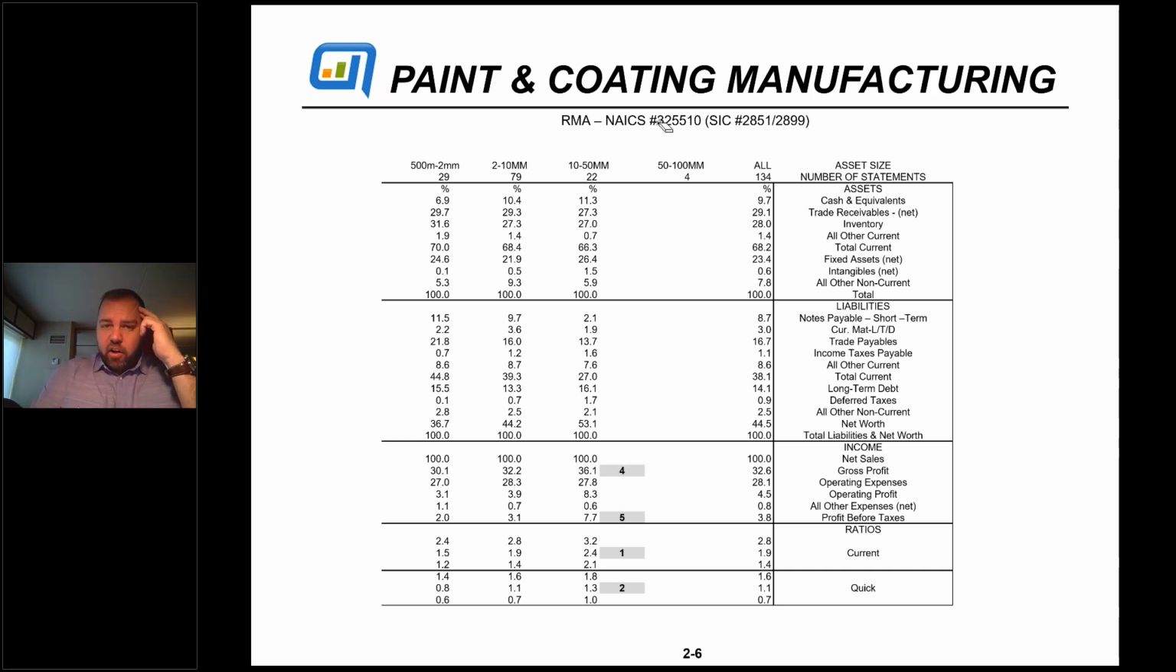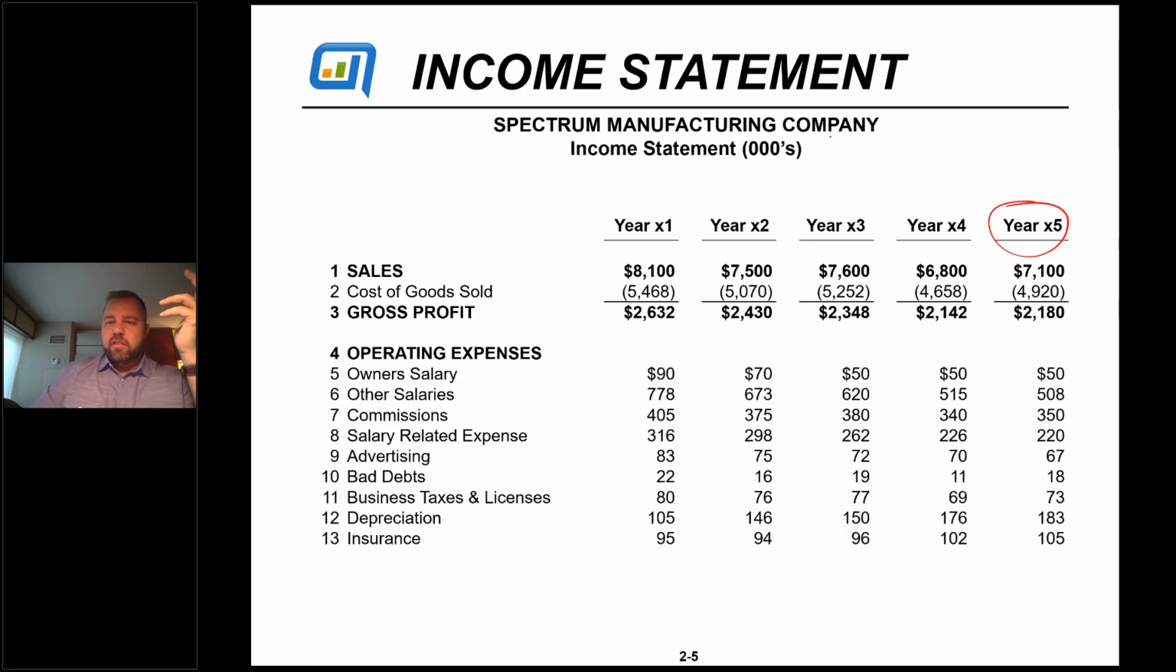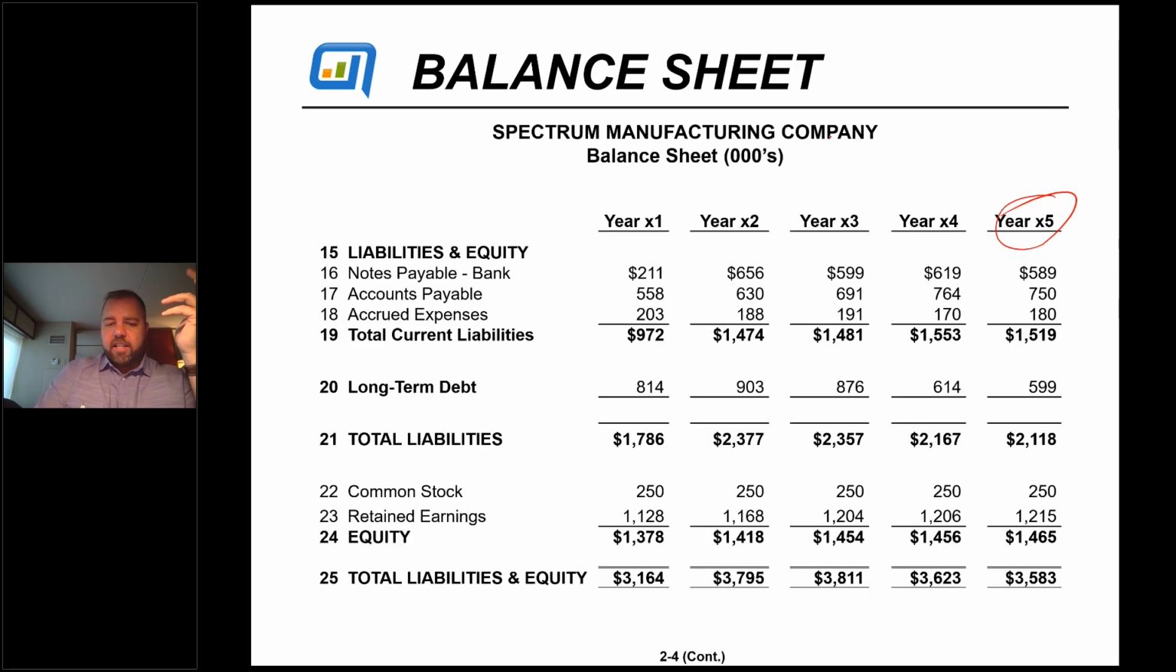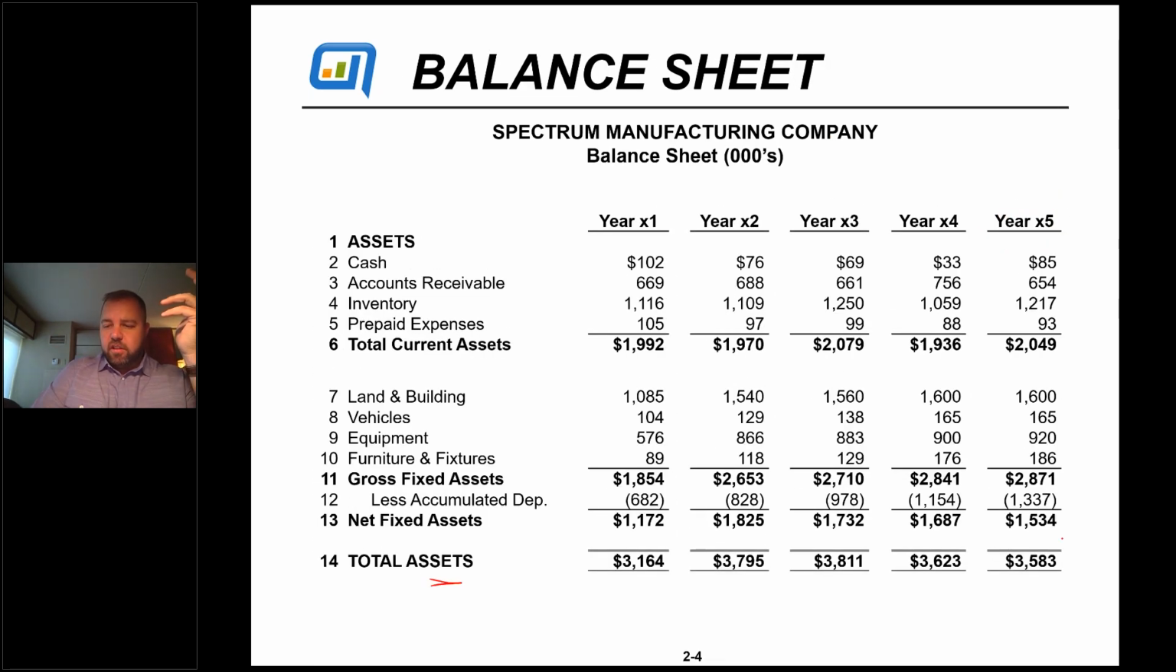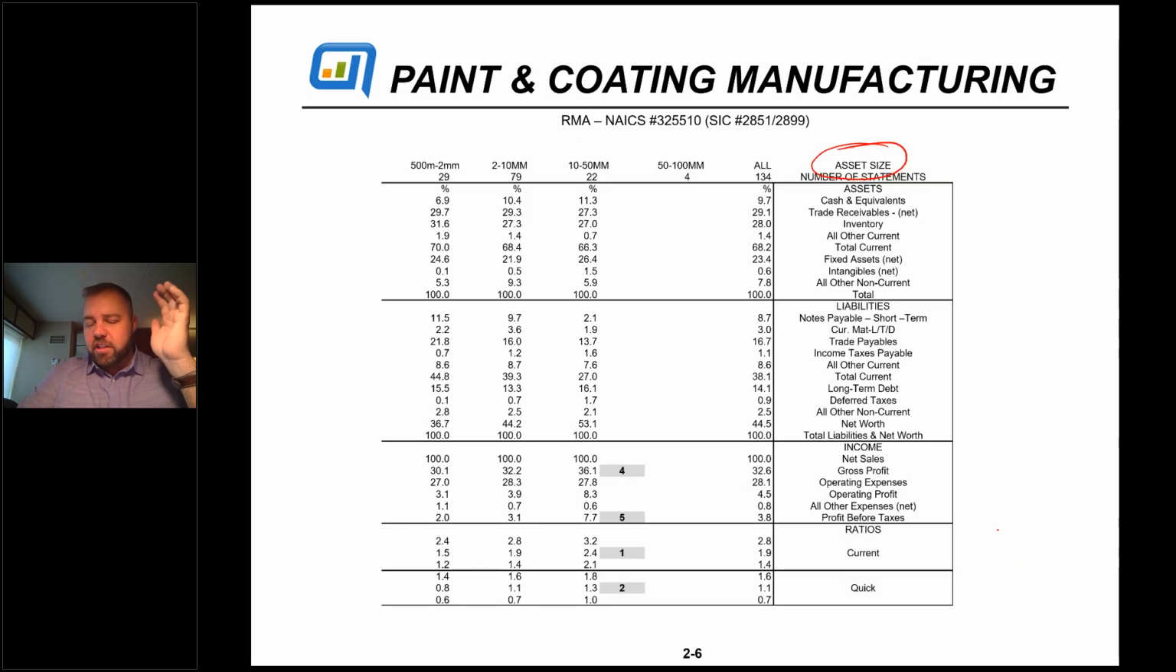So if you look at the RMA pages, when we start to look at things like this, the first thing I look at is what are they comparing? And we're comparing asset size. So if I go back to the balance sheet, my asset size, total assets, is 3.5 million. 3.5 million is kind of what they're comparing. So when I go back to the industry average page, that's the first thing I'm looking at. Sometimes you'll see this as revenue size. So I always look and see what they're comparing. In this case, it's asset size.